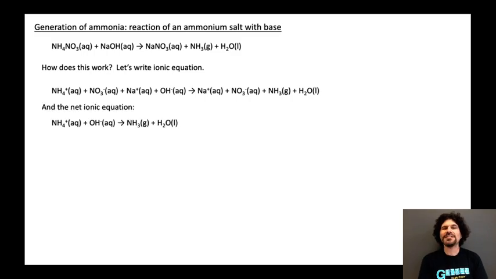Now if we cross out the spectator ions and leave the net ionic equation, what we have is NH4 plus being an acid, OH minus being a base. The proton is transferred from the acid to the base, and that makes NH3 and H2O, NH3 being a gas and H2O being a liquid. So this is an example of an acid-base reaction that forms a gas as one of the products.